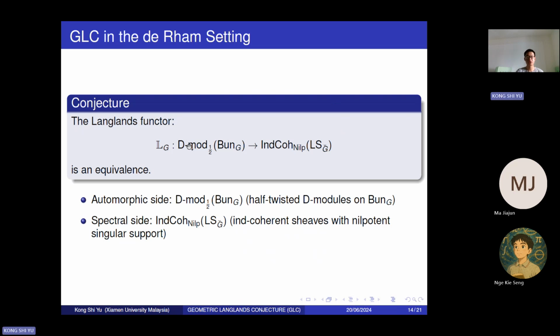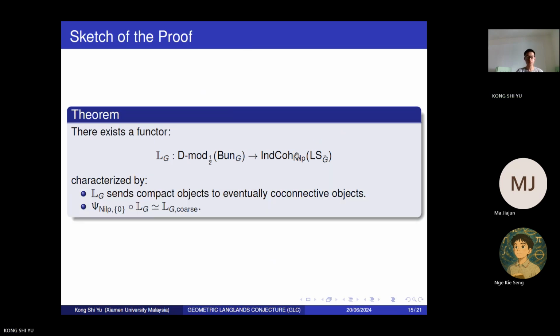The automorphic side corresponds to the half-twisted D-modules on the boundary, and the spectral side corresponds to the induced coherent sheaves with nilpotent singular support. This nu stands for the nilpotent support, and is somehow related to the Arthur parameters and so on, if you really intend to know about it. Actually, to show there is such a functor is equivalent to showing there exists a functor characterized by the following properties. This I will define later.